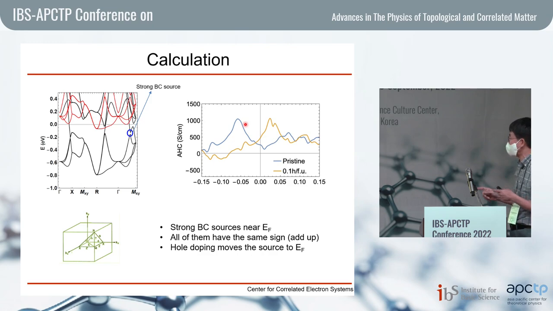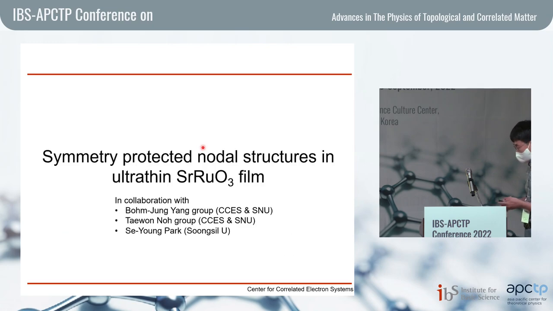Of course, there is a discrepancy in the exact value of the calculated anomalous Hall conductivity and the experimental value. The experimental value is actually much larger, but the overall behaviors are very similar. Okay, so I talked about the large anomalous Hall conductivity we found in cobalt disulfide.